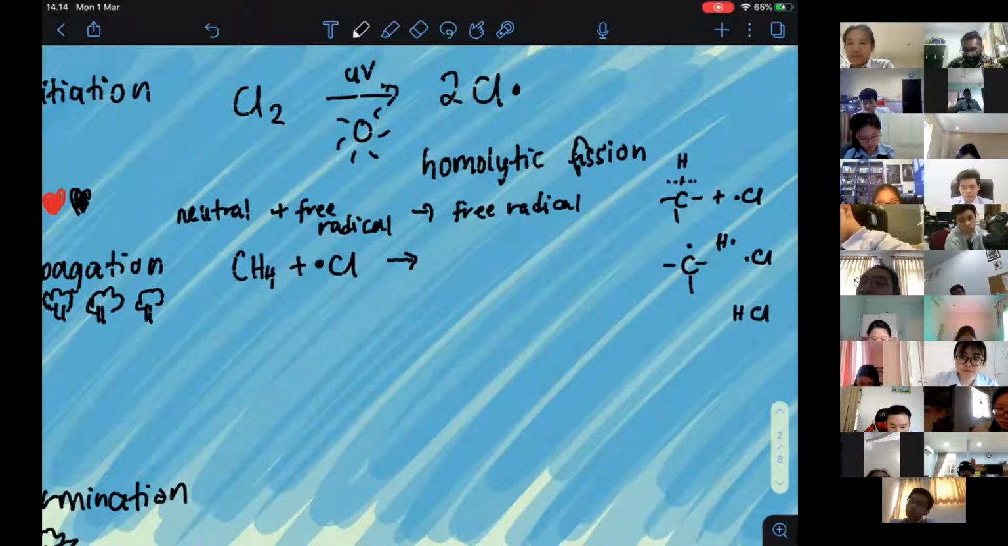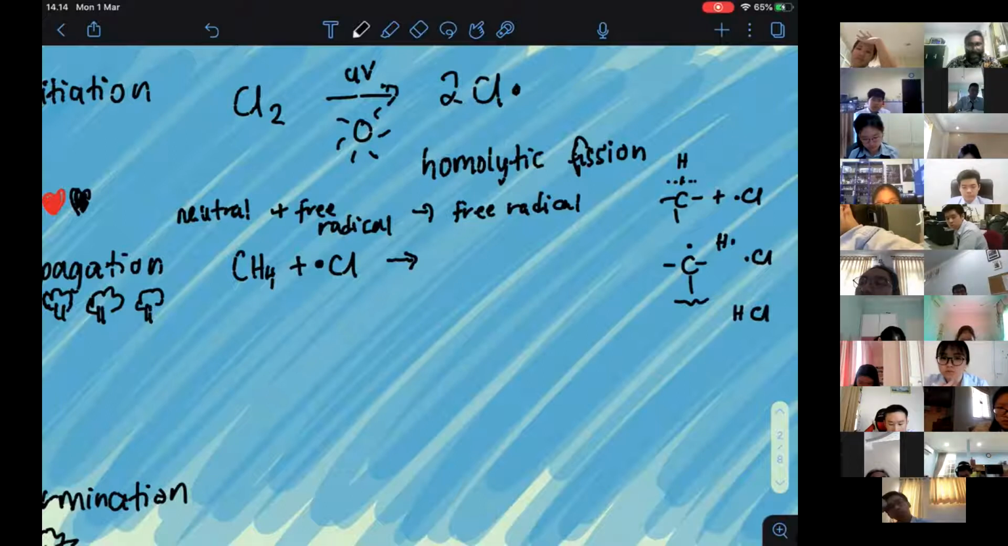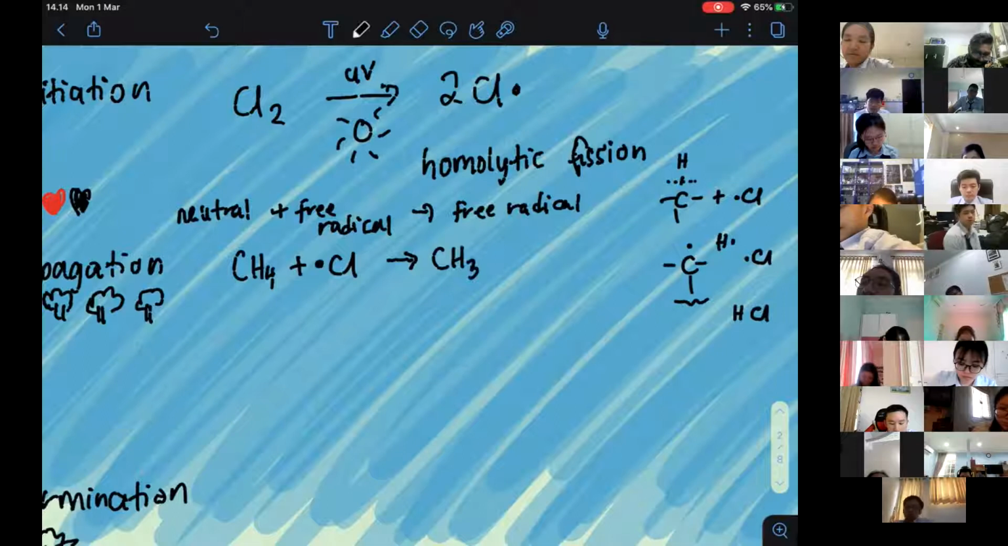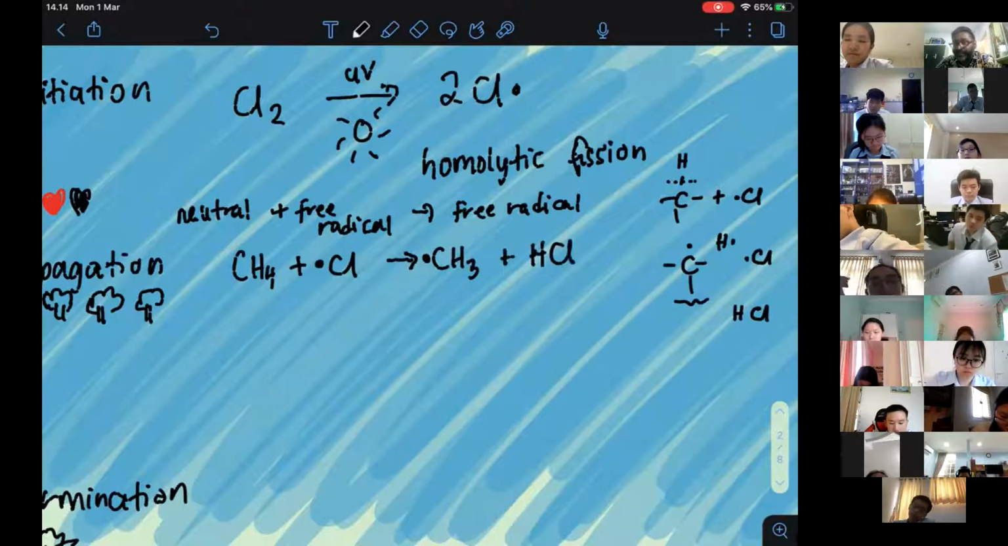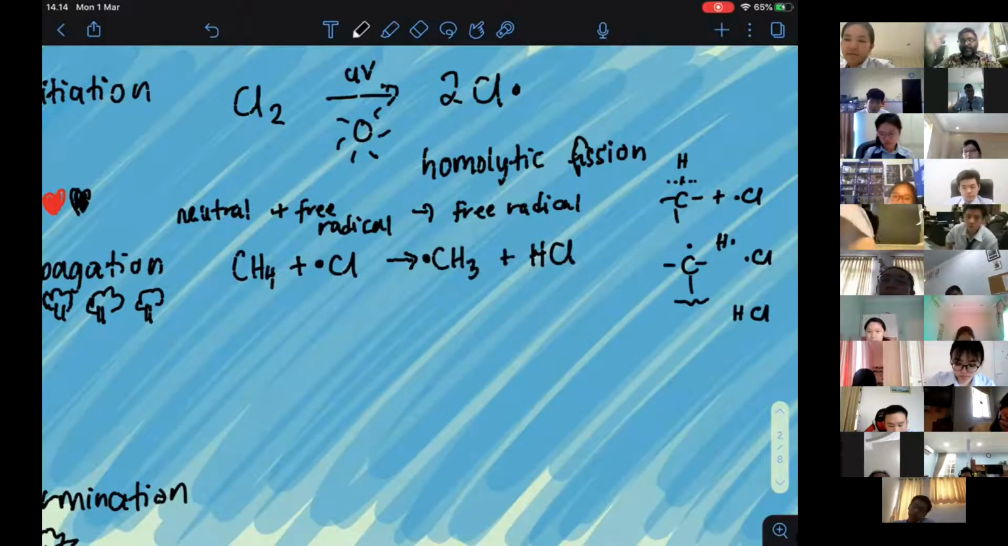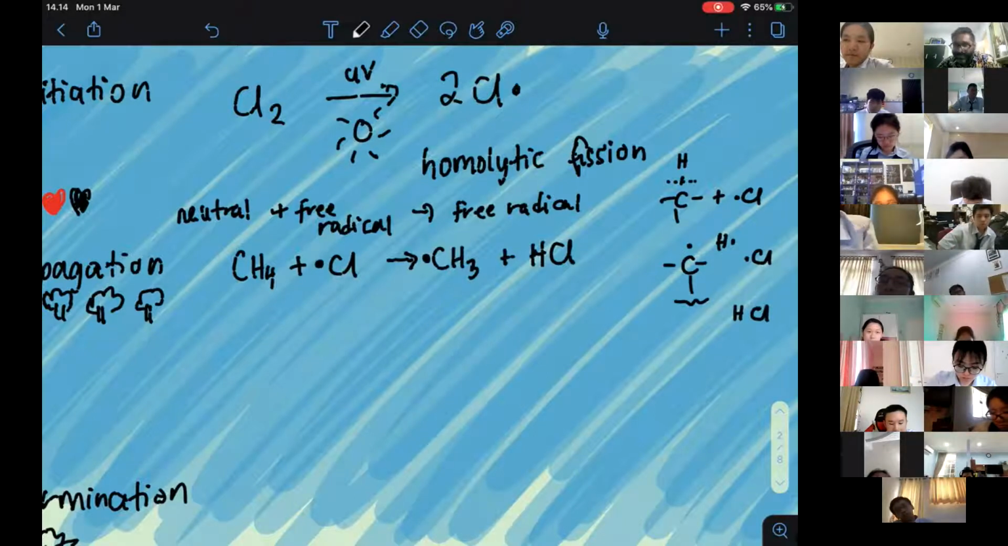And you are going to get a free radical of CH3. Okay, I hope you understand this. So it means now what is going to happen? Just take it as you are removing the hydrogen. So you have CH3, and this is going to become a free radical, and you are going to get a neutral molecule of HCl. Okay, you can see propagation is neutral plus free radical to give you free radical and neutral.